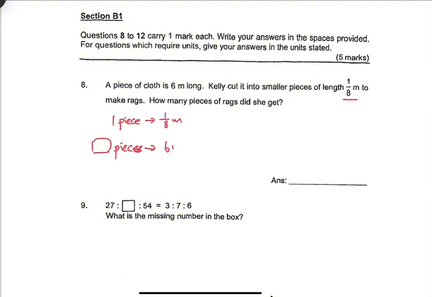From her 6 meters, it's from small to big, so you actually times. But you need to find out the number, so to reverse back, we will divide. So it's 6 divided by 1/8. Same thing, you will have 6/1 times 8/1. That will give you 48 pieces. So this is how you get your answer. You can check: use 48 times 1/8, and the answer will give you 6. So this is how you can check your answer.